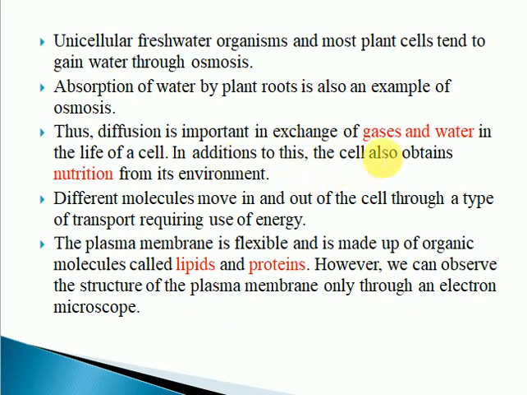So diffusion is very important for exchange of gases, for exchange of water in the life of a cell. In addition to this, the cell also obtains nutrition from the environment through the process of diffusion only. Different molecules move in and out of the cell through a type of transport requiring use of energy. This I'll explain to you later. See, there are different molecules which have to be transported against the concentration gradients. Therefore, they require energy. Okay.